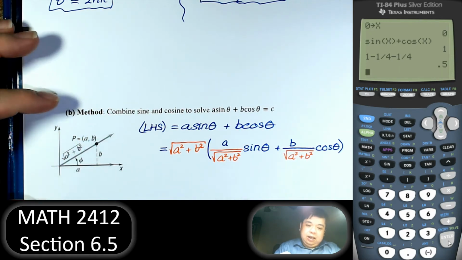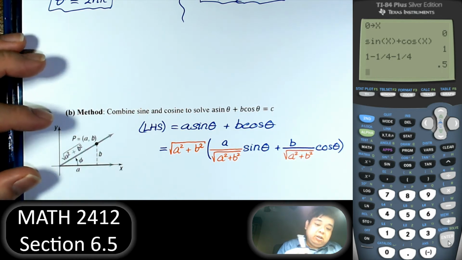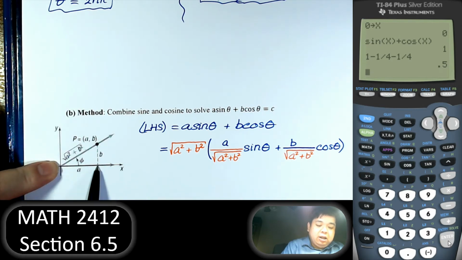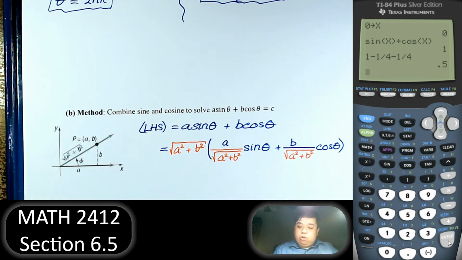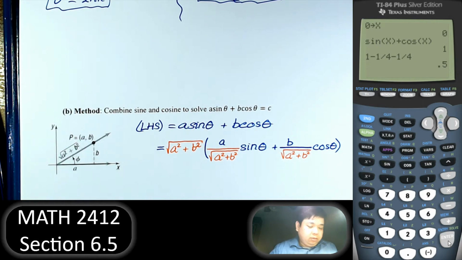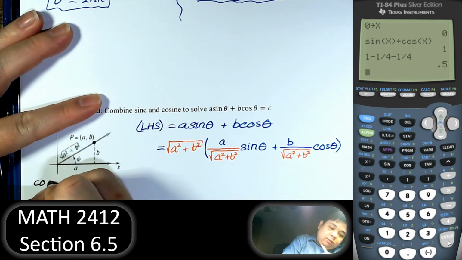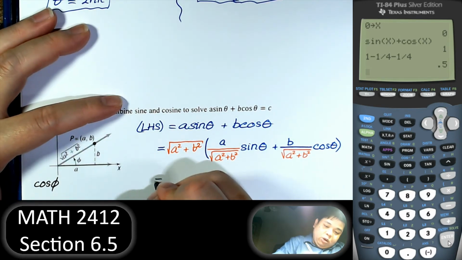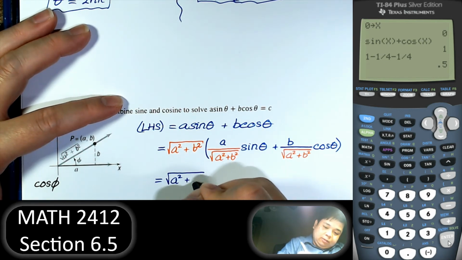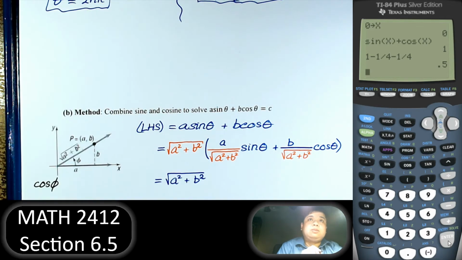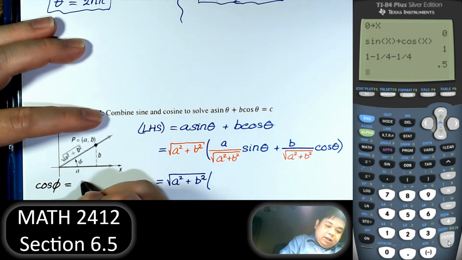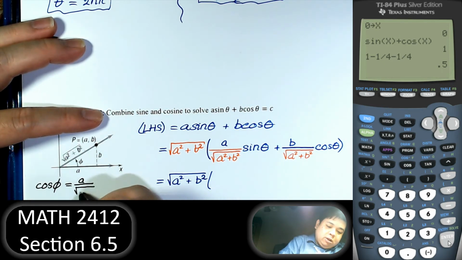Now, when we have that with the help of this triangle, what is a over square root of a squared plus b squared? Well, that is adjacent over hypotenuse. So we can turn this into a cosine. Let that angle be phi. So we will have a square root of a squared plus b squared, and here we have cosine of phi is a over square root of a squared plus b squared.